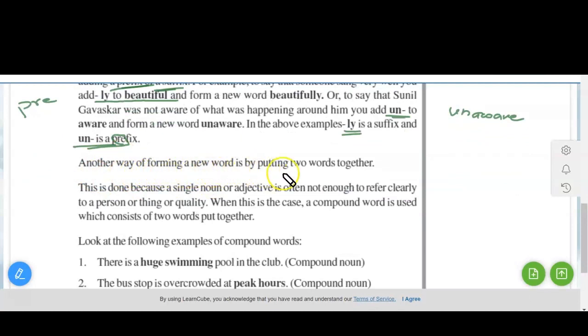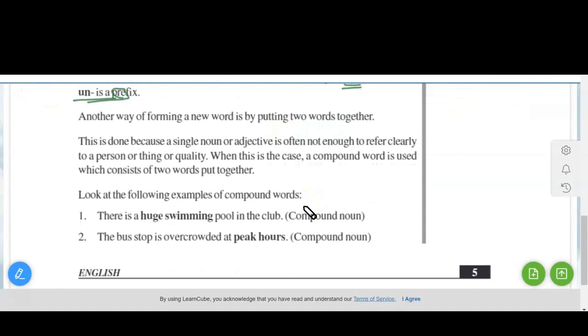Another way of forming a new word is by putting two words together. This is the way how it is done. This is done because a single noun or adjective is often not enough to refer clearly to a person, thing, or a quality. When it is the case, the compound word is used, which consists of two words. That is, what is a compound word? Definition is given here. Two or more words are combined together to give a very clear meaning of those things. Like we can see here, there is a huge swimming pool. Okay, swimming pool is there, and to describe it we are using the words huge swimming pool, so that gives a clear meaning of that pool. So we call this a compound noun here.